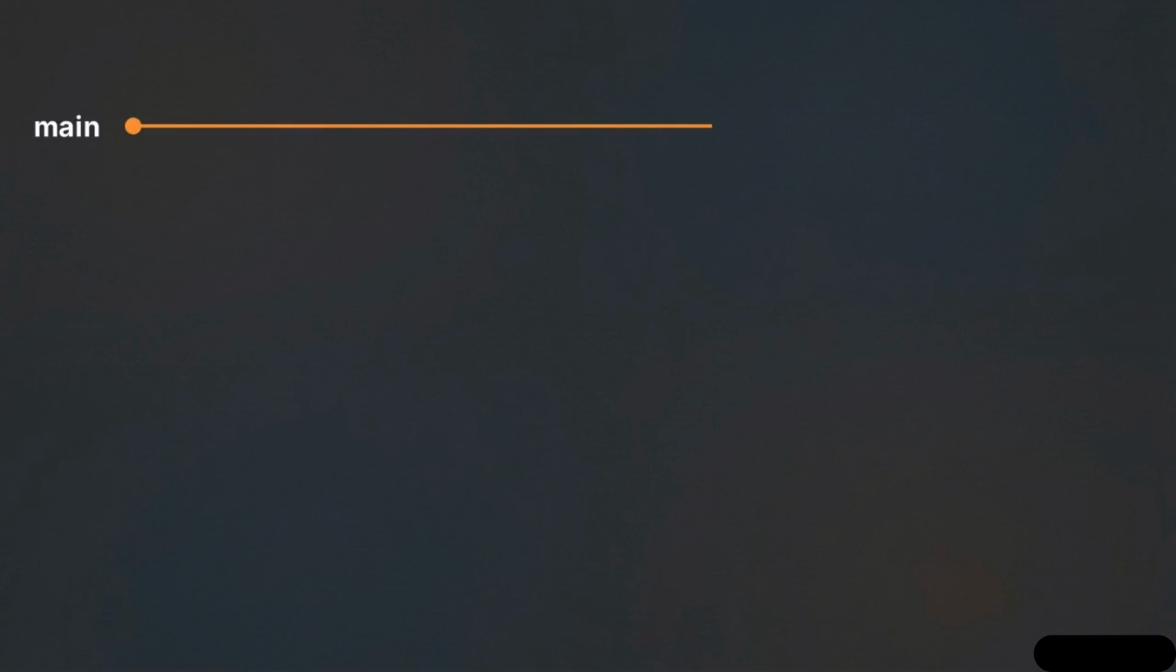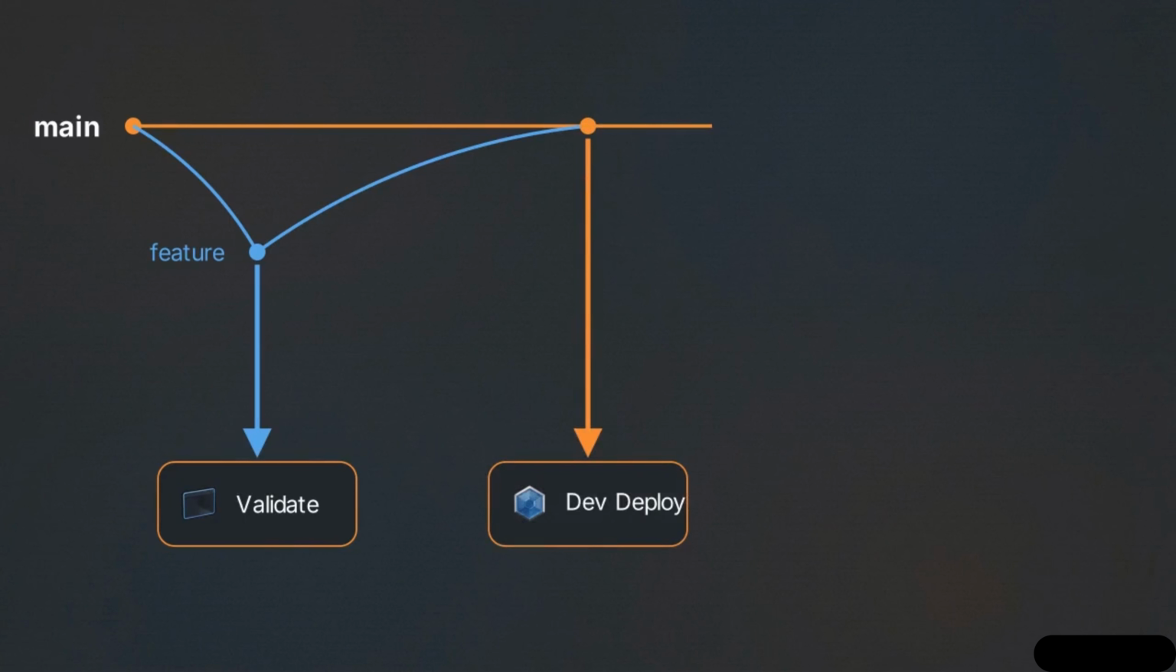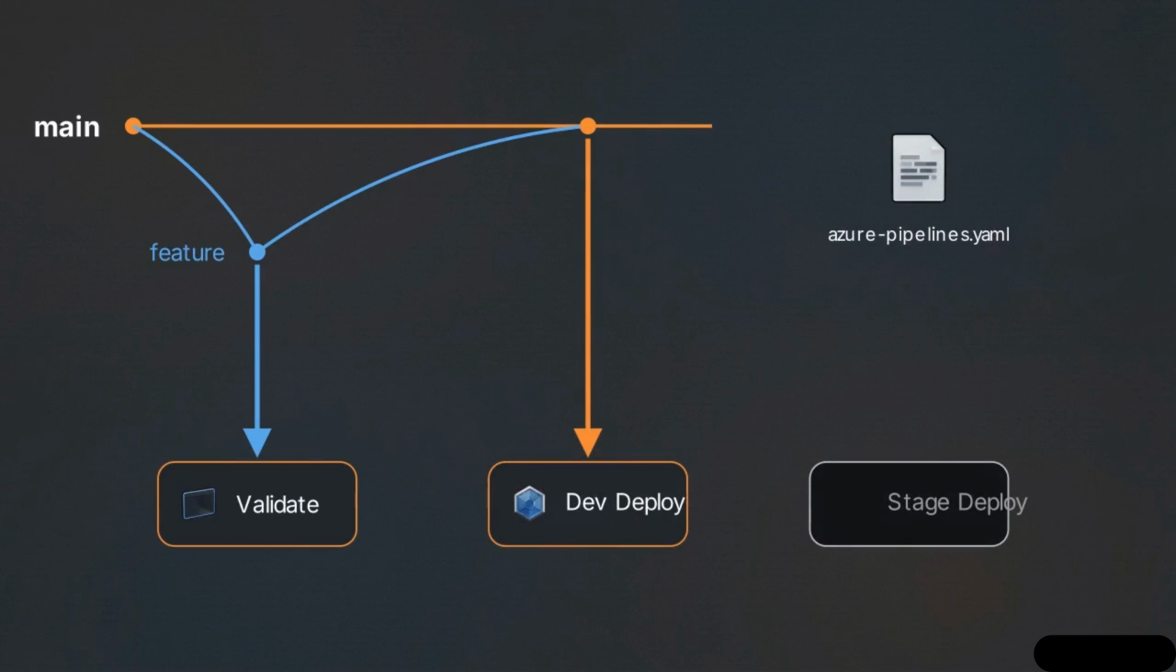Let's structure our Git branching logic. Feature branches are configured to trigger an initial validation stage, while merges to the main branch trigger your actual deployments. We map this out in our YAML file across three distinct pipeline stages: validate, dev deploy, and stage deploy. We implement conditional logic gates using the succeeded function. This ensures the staging deployment is only permitted to execute if the dev deployment perfectly passes.